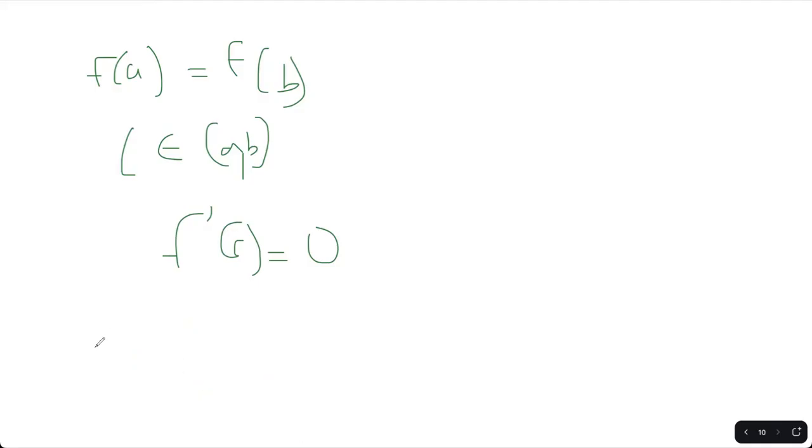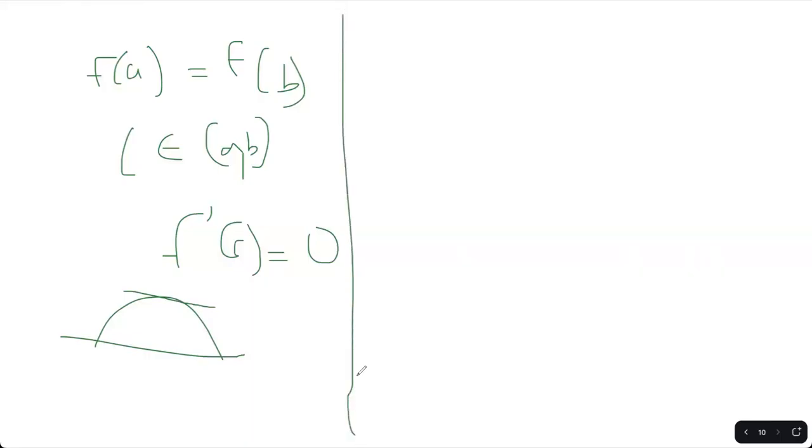In other words, basically the slope of the secant line is 0 here, which means there has to be a tangent line that's equal to 0 at some point. It's basically saying the mean value theorem, but applied specifically. So you're not going to use that much. It's just in certain cases.